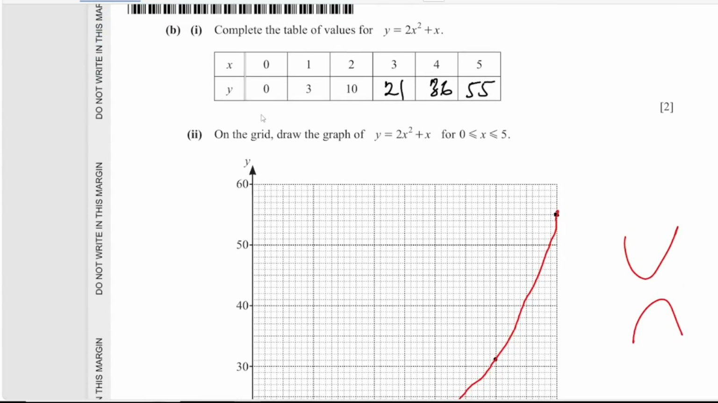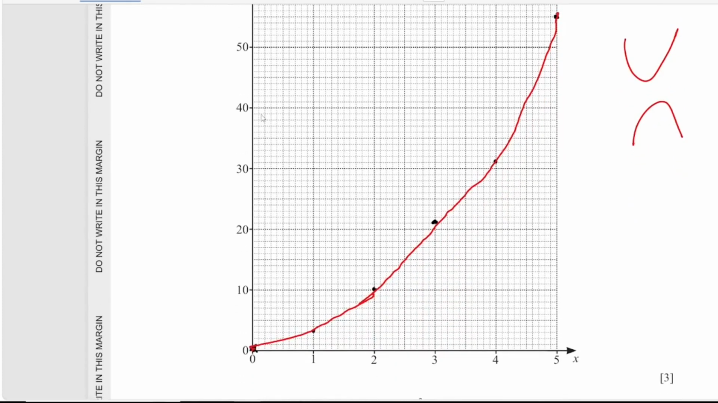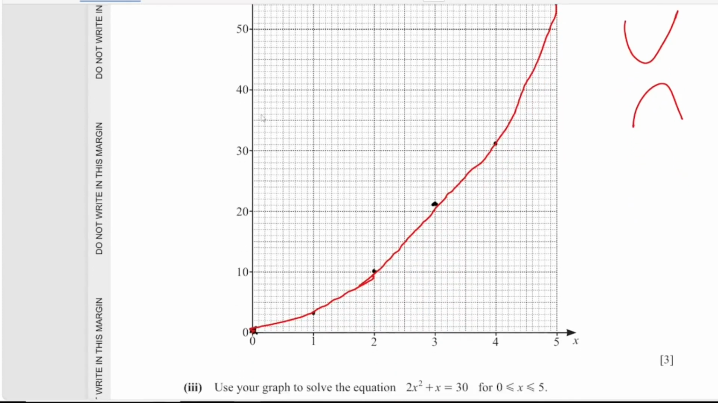Instead of allowing us to plot from -5, they said we should plot from 0 to 5. So we cut off anything that is less than 0, and that's the reason why the curve is not a full curve but a half curve.